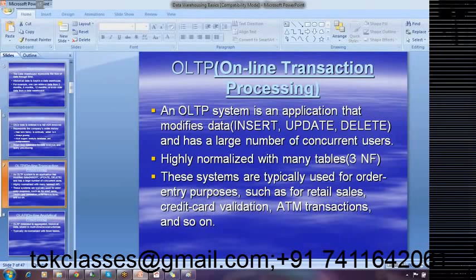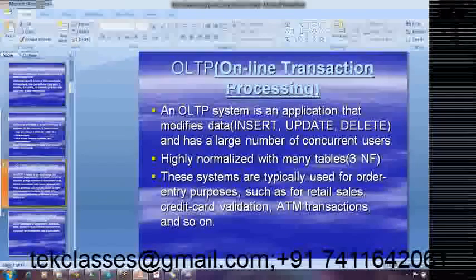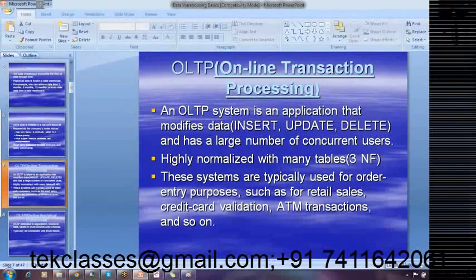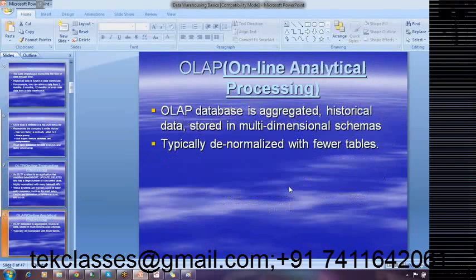So you have different examples here. Retail sales: when you visit a retail market, something like Walmart or Target, whoever is there keeps inputting the data. That application is your OLTP application. ATM transactions also. These are all called OLTP applications.